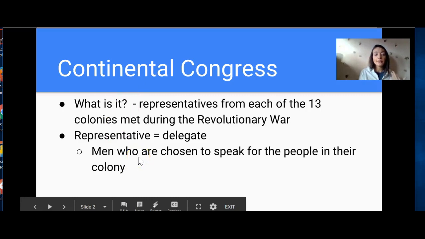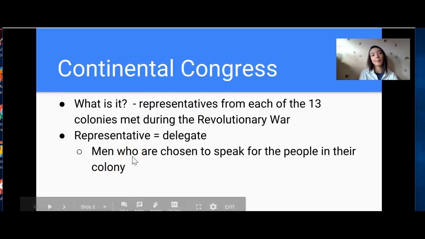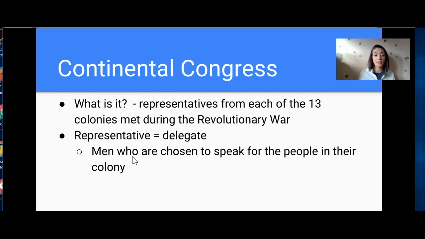Okay, so it says that men who are chosen to speak for their people in their colonies. So remember that the people that are involved in the Continental Congress, they are representatives, they are men who are chosen by the people in the colonies to go to this meeting and to essentially be their voices. So if the colonists had concerns, they would tell these 1 or 2, maybe 3 men from each of the colonies, and then those men, the representatives, would then go to the Continental Congress and be the voice for all of the people that they represented.